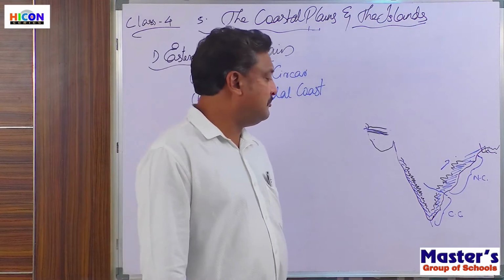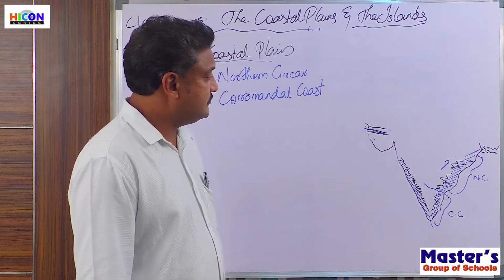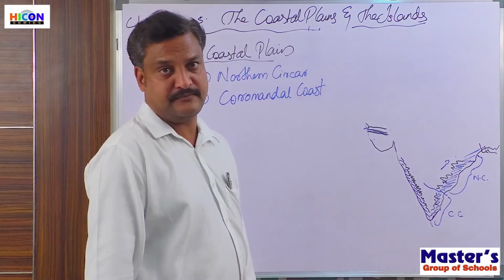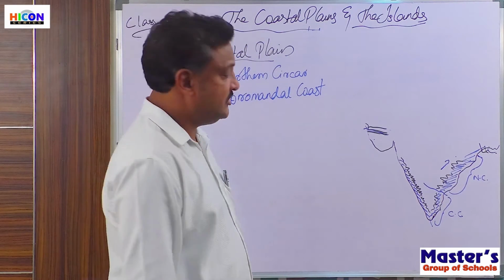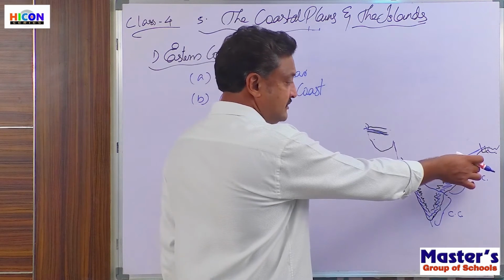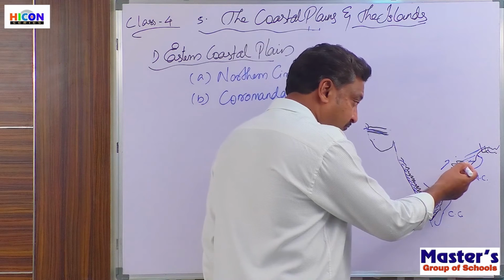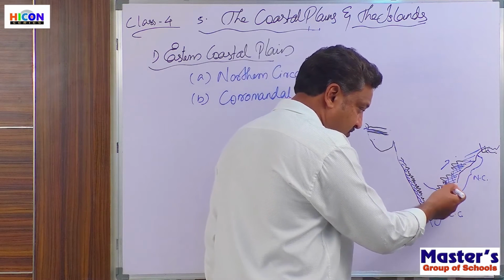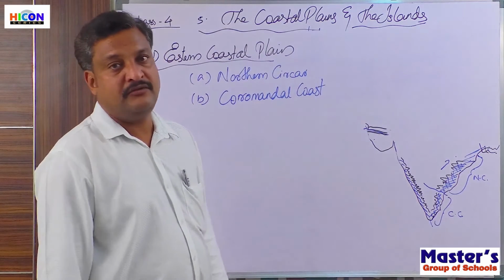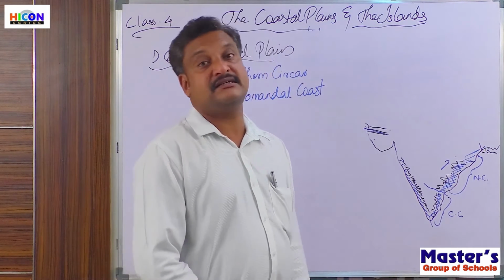So when we say more about this eastern coastal plain, this is wider than the western coastal plain, right? The western coastal plains are comparatively narrower, whereas this is a wider one, right? And this region is more fertile than the western coast also. Okay. We have alluvial soil available in plenty in the eastern coastal plain.